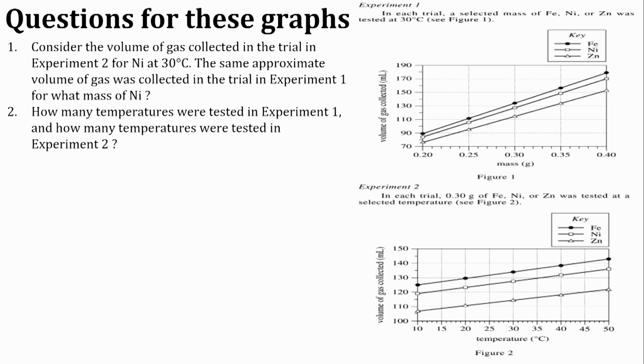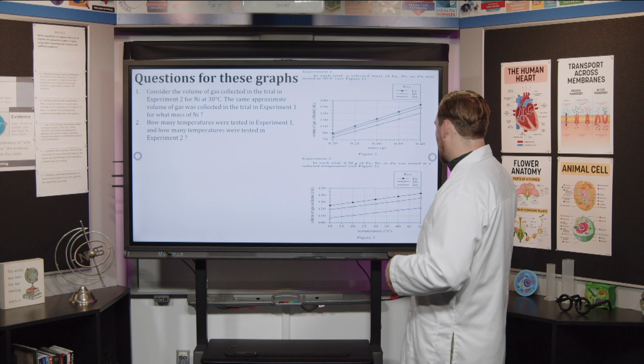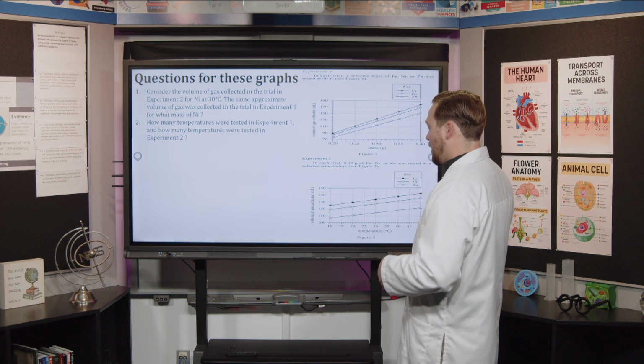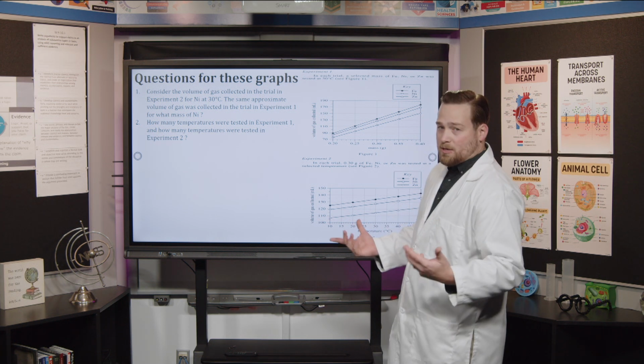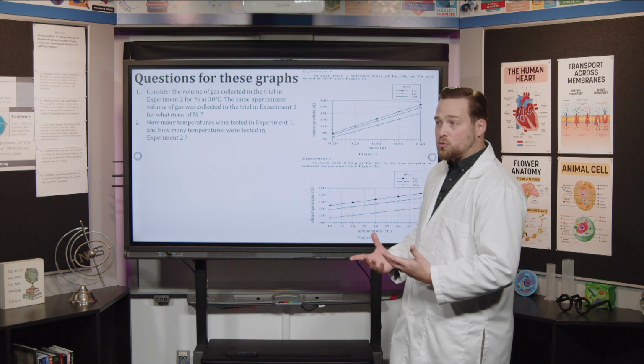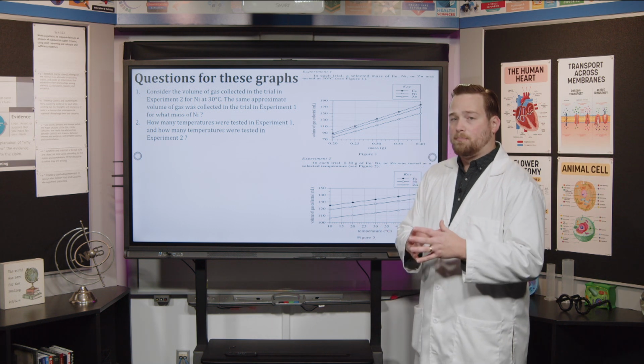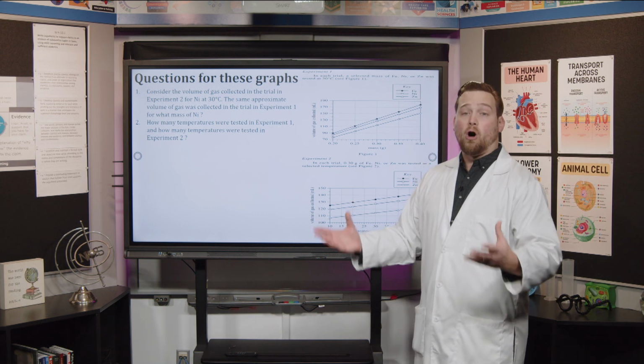I'll read that brief one sentence above the experiment again. It says, in each trial, 0.3 grams of iron, nickel, and zinc was tested at selected temperatures. Okay, so let's look at Figure 2. I see a lot of different temperatures down here. I see 10 through 50. Okay, well, does that mean that 40 temperatures were tested? No, because we actually don't have any points plotted for all of those.